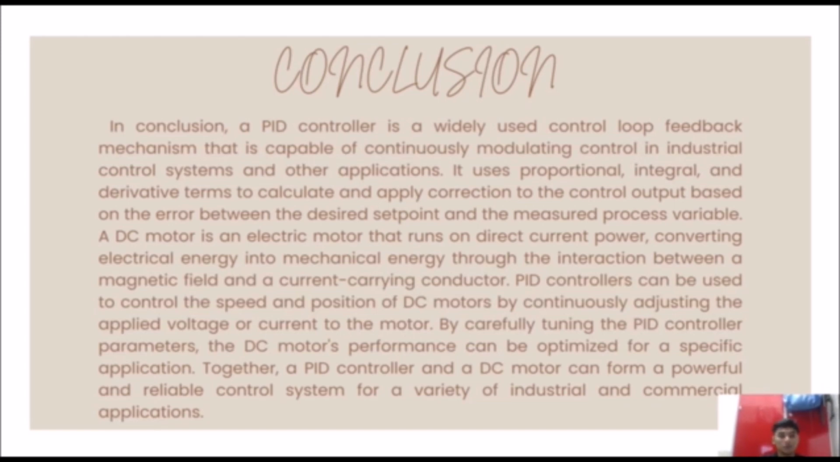And a DC motor is an electric motor that runs on direct current power, converting electrical energy into mechanical energy through the interaction between a magnetic field and a current carrying conductor. PID controller can be used to control the speed and position of DC motor by continuously adjusting the applied voltage or current to the motor. By carefully tuning the PID controller parameters, the DC motor performance can be optimized for a specific application.